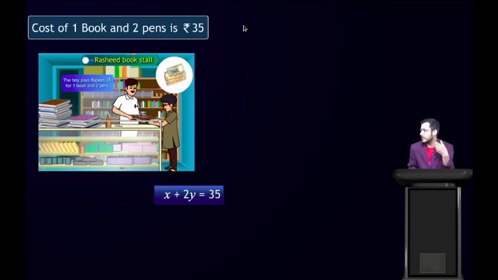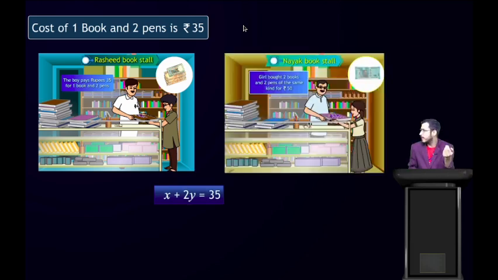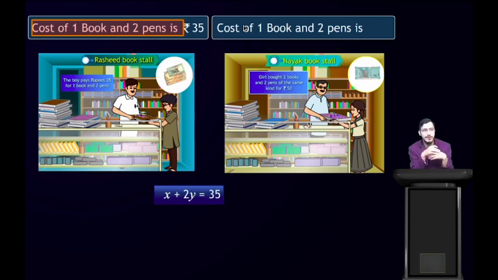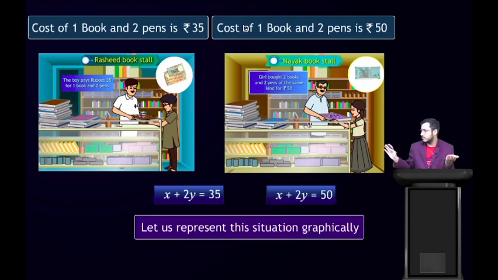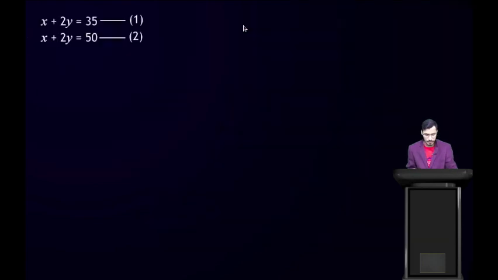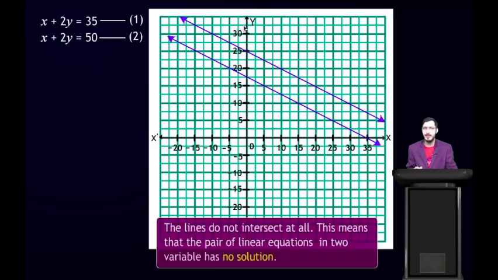The cost of one book and 2 pens is rupees 35, and we have another situation, the cost of one book and 2 pens is rupees 50. So you can see here there are different costs. One book and 2 pens is rupees 35, and similarly one book and 2 pens is rupees 50. So in this case x plus 2y is equal to 35 and x plus 2y is equal to 50. Let us represent this situation graphically.